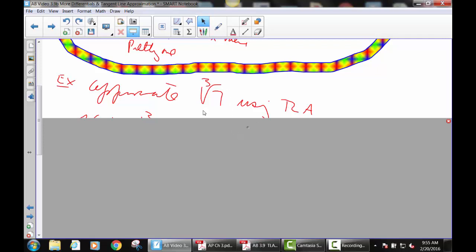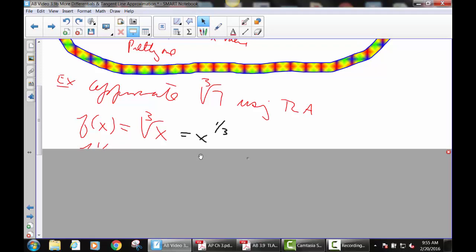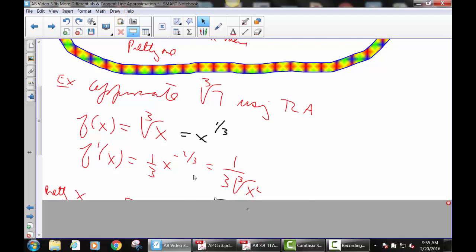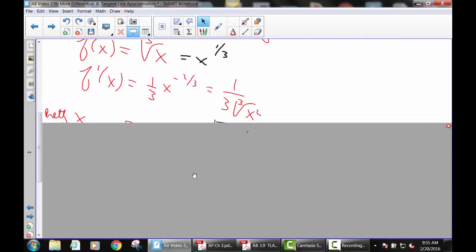So, obviously, the function is the cubed root of x. So, our f of x is cubed root of x. This is our ugly number, which is why they're asking us to approximate it. And of course, we want to think of a pretty number close to this ugly number that would be easy to deal with. Well, of course, the cubed root of 8 would be easy to deal with. So, our f of x is the cubed root of x, which is x to the 1/3. We're going to need the derivative. That derivative is 1 over 3 times the cubed root of x squared.